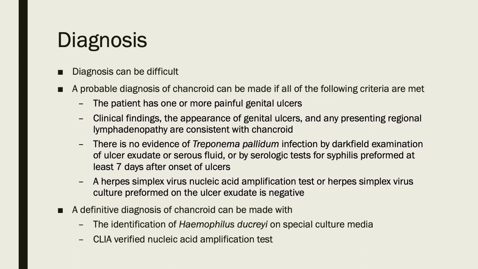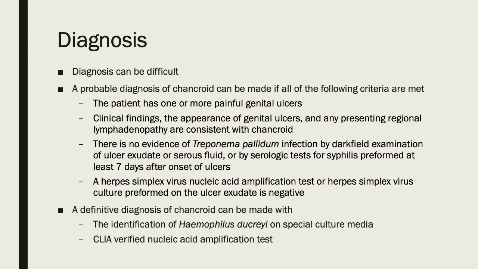There is no evidence of the syphilis-causing agent, Treponema pallidum, by dark field examination of ulcer exudate or serous fluid, or by serologic tests for syphilis performed at least 7 days after onset of ulcers. And finally, a herpes simplex virus nucleic acid amplification test or herpes simplex virus culture performed on the ulcer exudate is negative. A definitive diagnosis of chancroid requires the identification of Haemophilus ducreyi on special culture media.